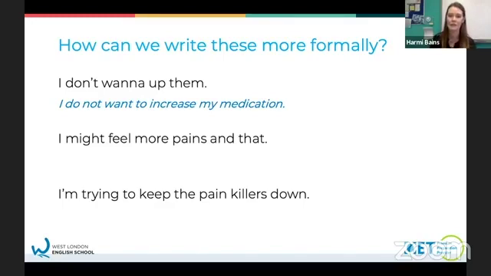What did you have for the next one? I just thought, I might feel more pains. Yeah, I mean, pains is not used very often. We're more likely to say pain. And when we say "and that," it's very informal. It basically means "and other stuff" or "and everything else." So it's very informal to say that. So you could just say, I might feel more pain. My pain might increase, which is the same thing. Good. What about the last one?